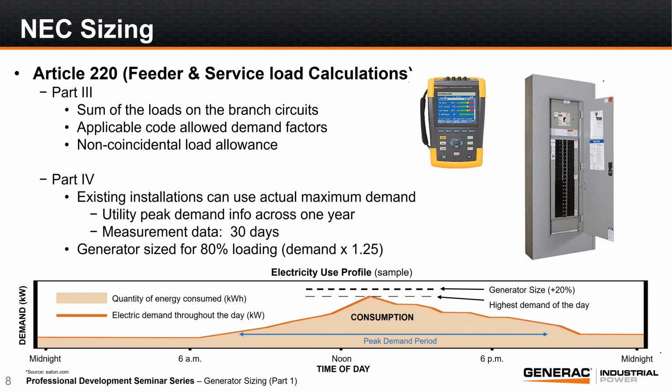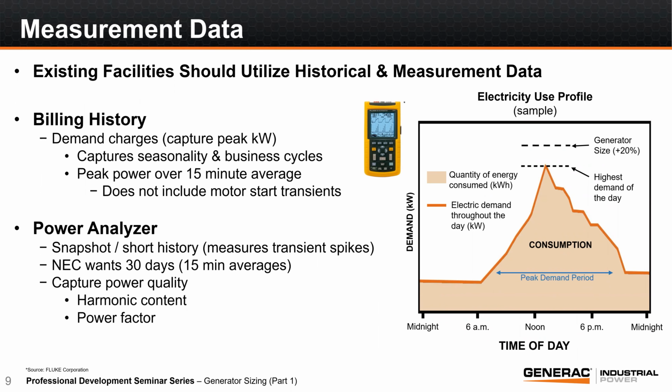When you're using these methods, you want to make sure that you calculate about 80% of peak demand for your generator sizing. So that would basically be using the largest peak demand and multiplying that by 1.25 to get your generator size. For an existing facility, a billing history is a very good way to capture peak load levels.